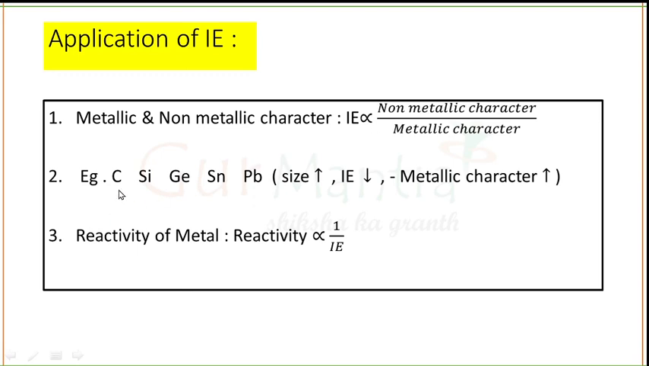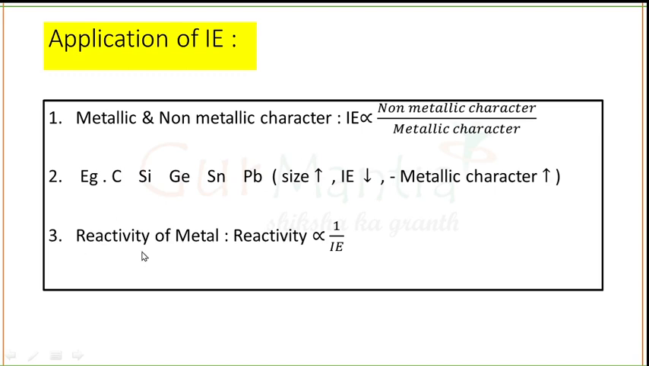Let's take an example to understand this concept. We have given the carbon family, which, as you know, is a group. As we move along the group from top to bottom, size increases, the value of Z effective decreases, and if Z effective decreases, IE should decrease. According to this relation, if ionization enthalpy is decreasing, then metallic character should increase and non-metallic character should decrease.